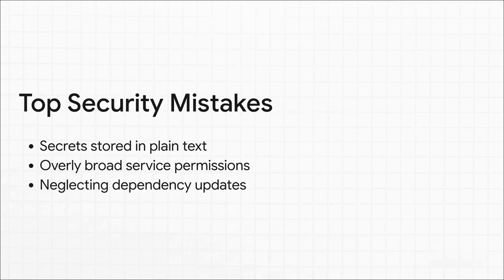But it's not just about secrets. Another massive mistake is giving your pipeline way too much power. It might only need to update one little web app, but we give it permission to control the entire Azure subscription. This is a huge deal because if that pipeline ever gets compromised, the attacker doesn't just get access to that one app, they get access to everything.